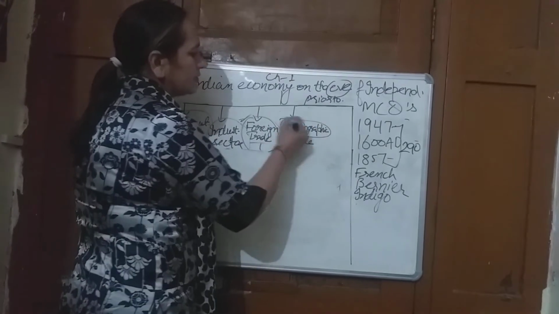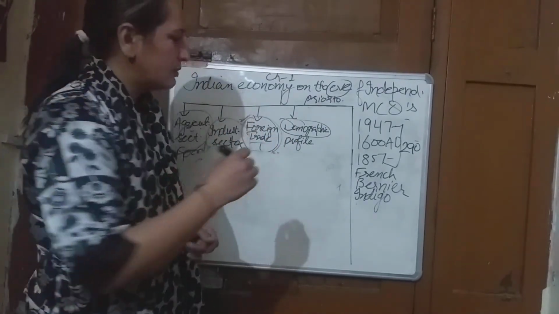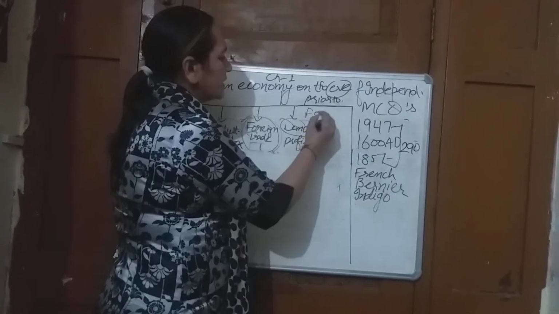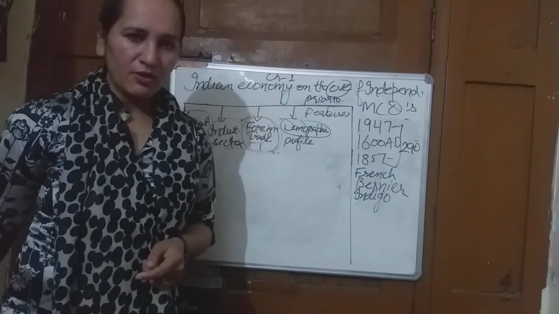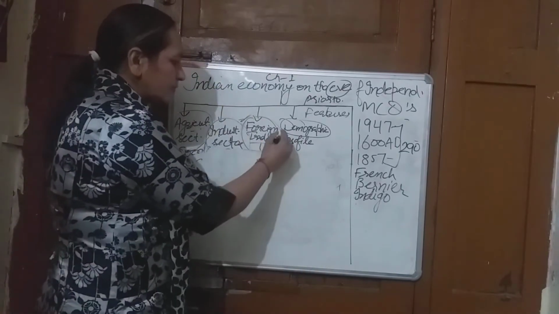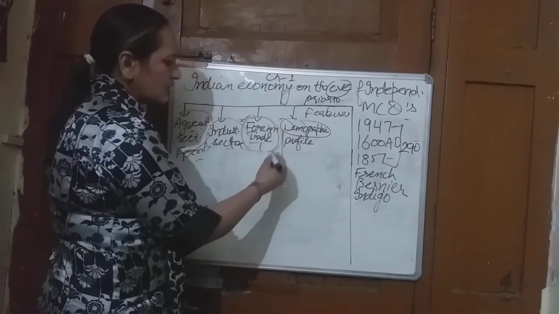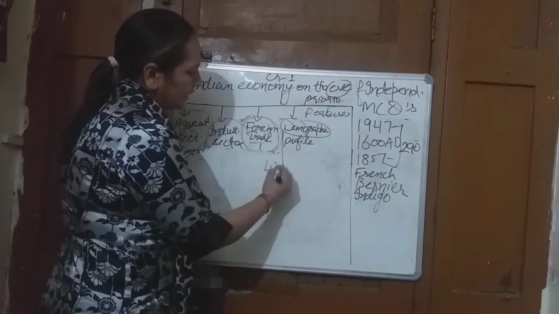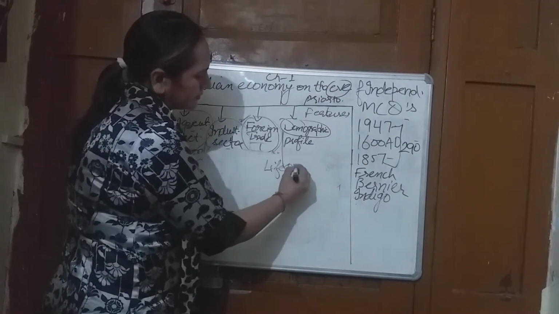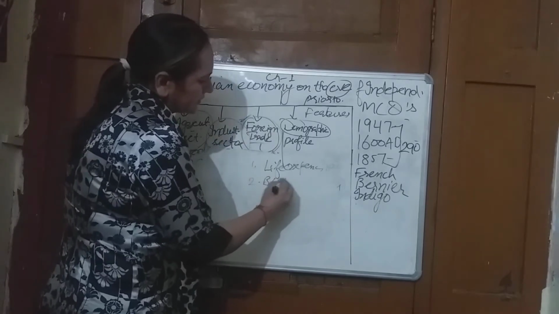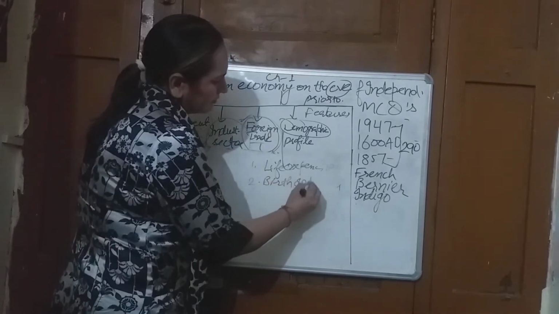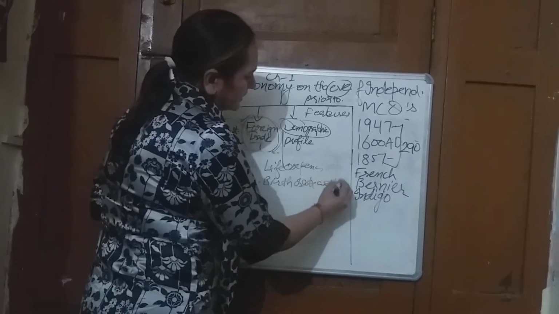Whenever the word demographic comes in economics, it means features or characteristics of population. What kind of features and characteristics of population? That is life expectancy, birth rate, and death rate.